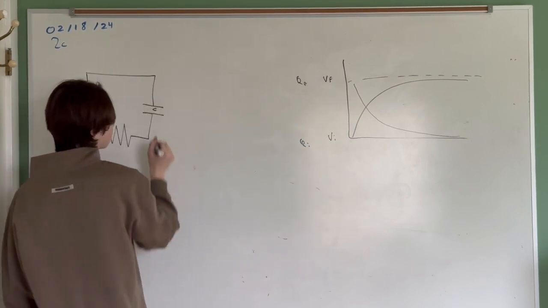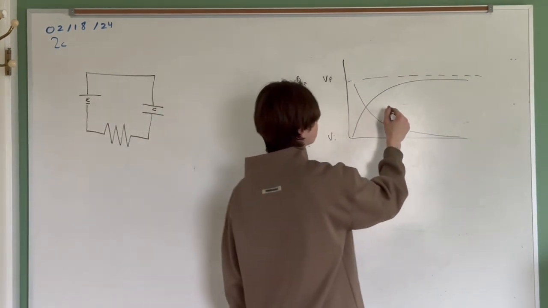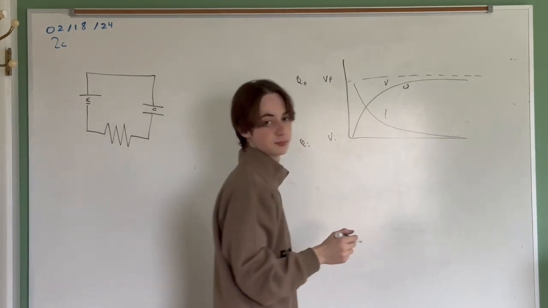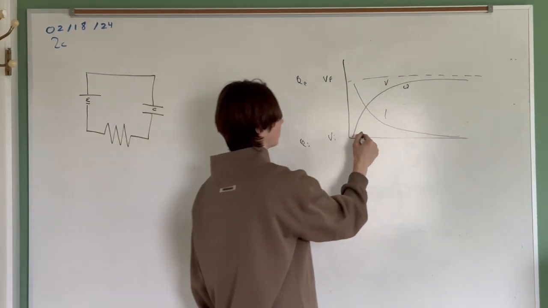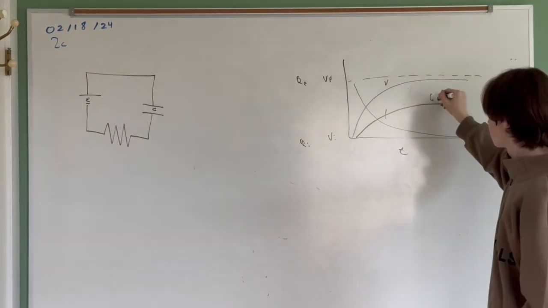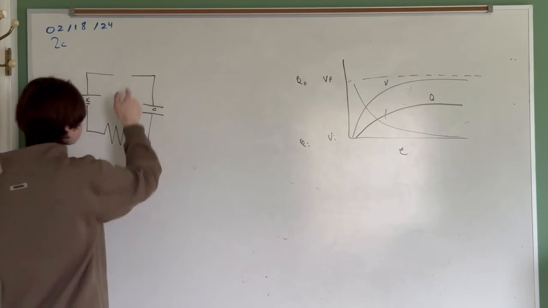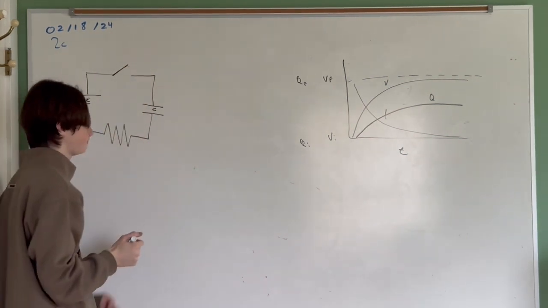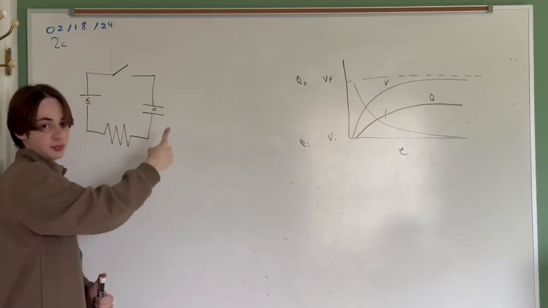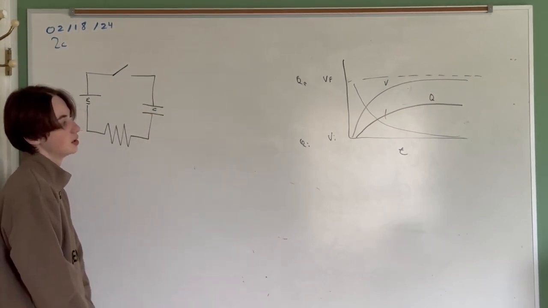Wait, so what's the thing that goes down? That's current. And the thing that goes up is voltage? Voltage and charge. What's the X? Is that over time? This is time, yeah. So let's say we have a switch. If the capacitor is empty and you close the switch, it's gonna start filling up the capacitor. Oh, so that's inside the capacitor? Yeah.